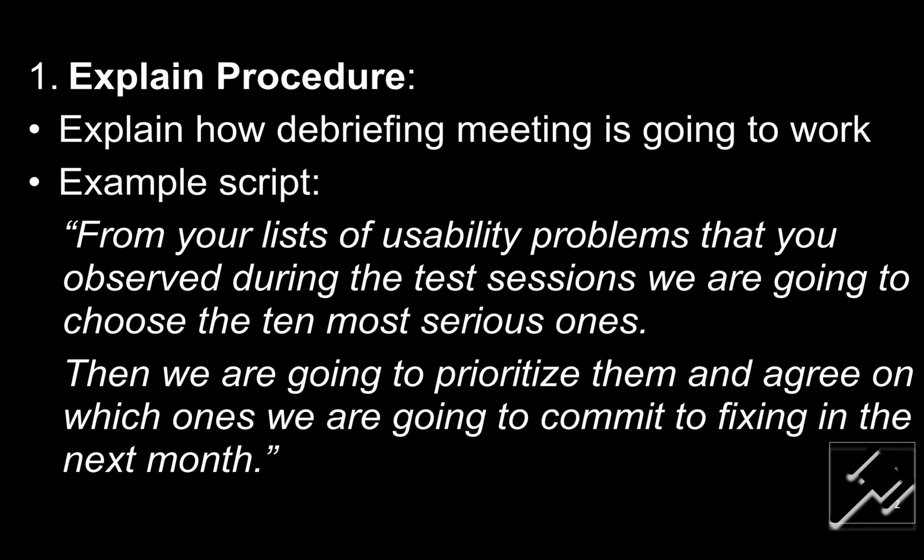First is to explain the procedure. At the beginning of this process, you want to explain how your debriefing meeting is going to work. Here's a bit of a snippet, an example of a script you could say to your participants. From your lists of usability problems that you observed during the test sessions, we are going to choose the 10 most serious ones. Then we are going to prioritize them and agree on which ones we're going to commit to fixing in the next month. So it gives you sort of an overview and some goals you want to reach.